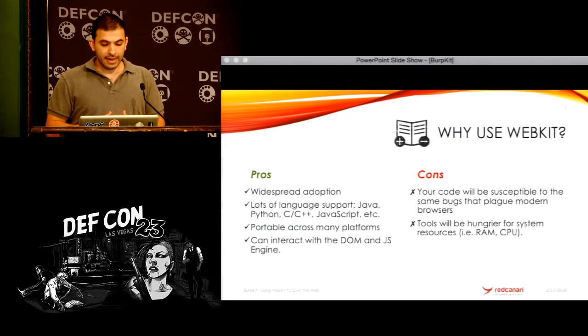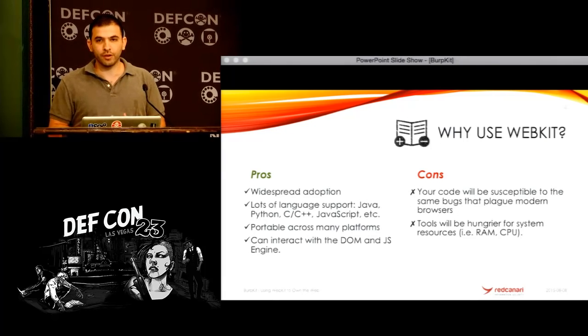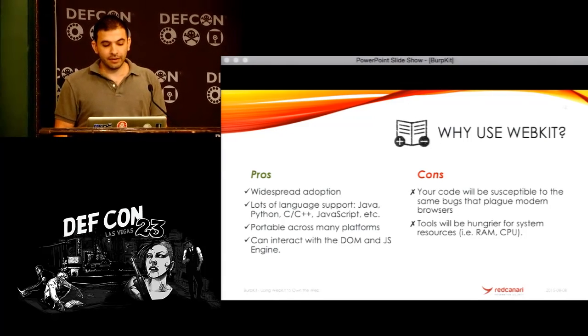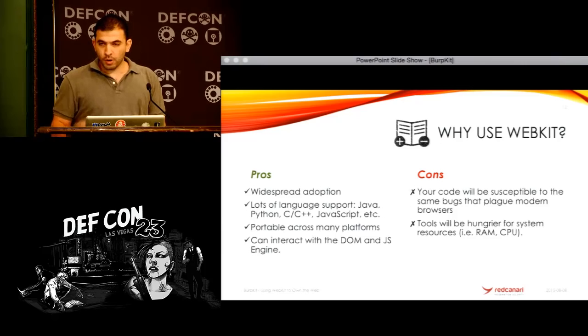The second part is that there's lots of language support. If you go on the web looking for a language binding for WebKit, there's tons of stuff out there for Java, Python, C, C++, JavaScript. There's lots of implementations out there. It's portable across many platforms, primarily because Google and Apple wanted their browsers to work on all the major platforms, so you're good in that respect. And it can interact with the DOM and JS engine. It gives you basically an API.